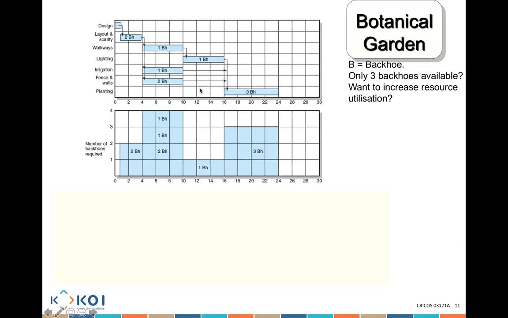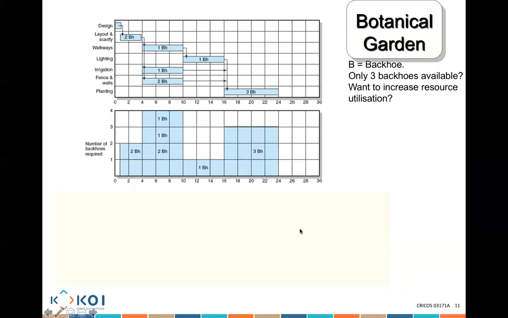Okay, now we are using 2 people, 4 people, 1 person, 3 people. Which one would we delay, this or this, to make the use of resources more balanced? Would I delay irrigation, or would I delay fencing and walls to make the resources more level, more balanced? Fencing and walls. Why would you delay fencing and walls? Because there are 2 people working on that.